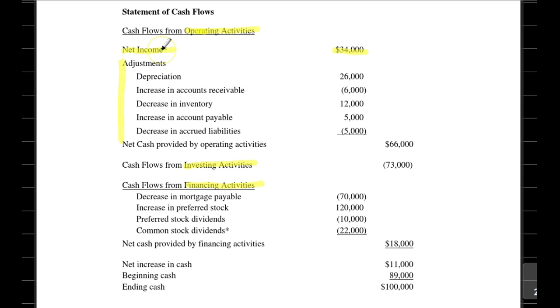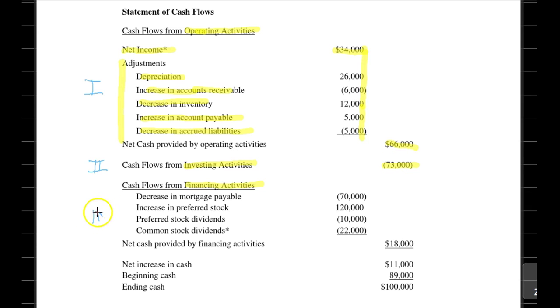Those adjustments that need to be made to net income would include depreciation adjustment, increase in accounts receivable, decrease in inventory, increase in accounts payable, and decrease in accrued liabilities. Therefore, the net cash provided by operating activities after you make all these calculations comes out as $66,000. That would be the first part. The second part would be to look into cash flows from investing activities, and that one comes out very naturally to be $73,000, because all of our investing activities are involved with the gross fixed assets, and we can see how gross fixed assets changed from 2011 to 2012, and that change was $73,000.